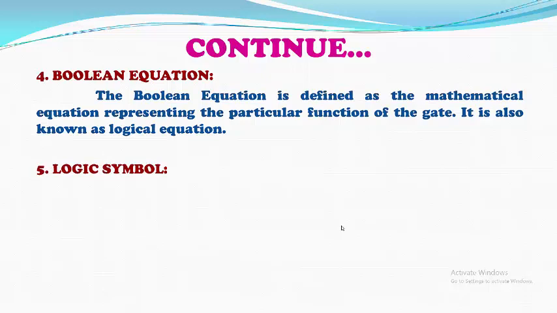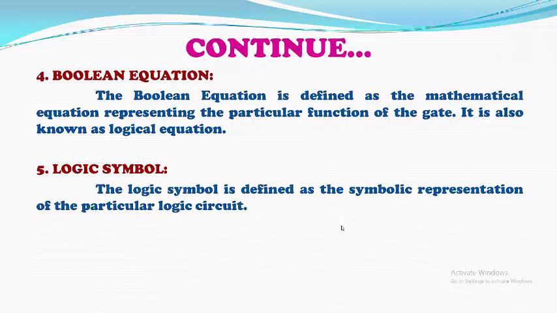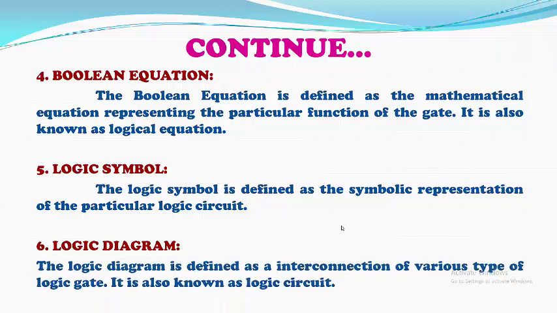Now we will see the fifth definition, logic symbol. The logic symbol is defined as the symbolic representation of the particular logic circuit. The last definition is logic diagram, and the logic diagram is defined as interconnection of various types of logic gates, and the logic gate is also known as logic circuit.